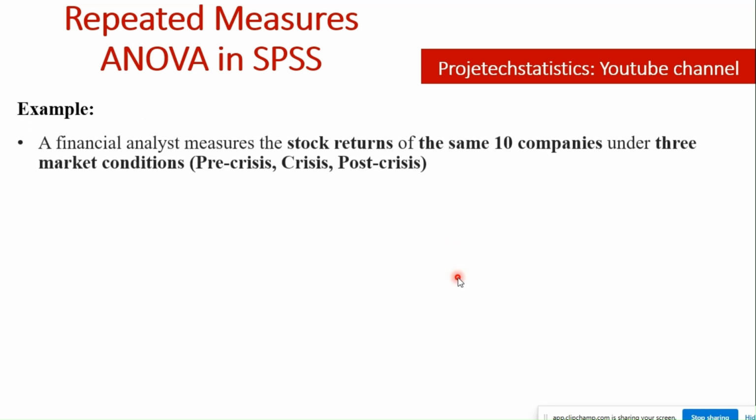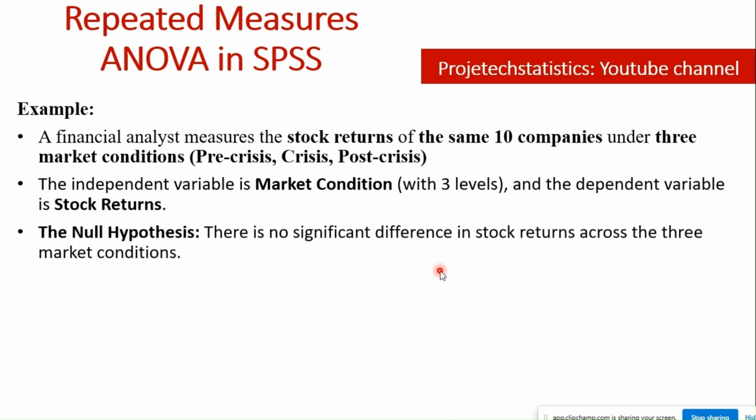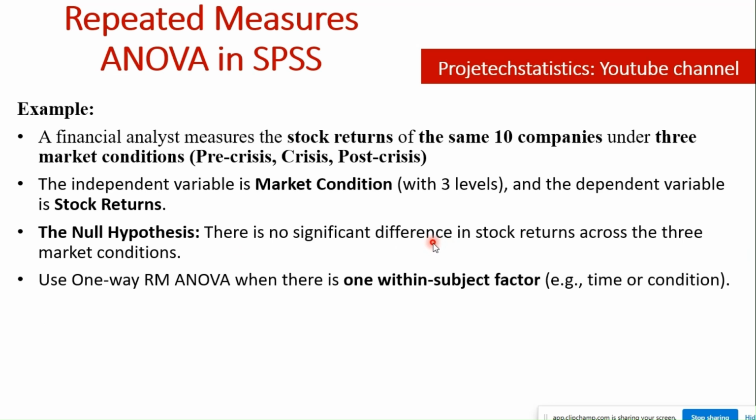So that's an example of this one-way repeated measures ANOVA. The null hypothesis states that there is no significant difference in stock returns across the three market conditions. We use one-way repeated measures ANOVA when there is one within subject factor, that is, when our independent variable is just one.